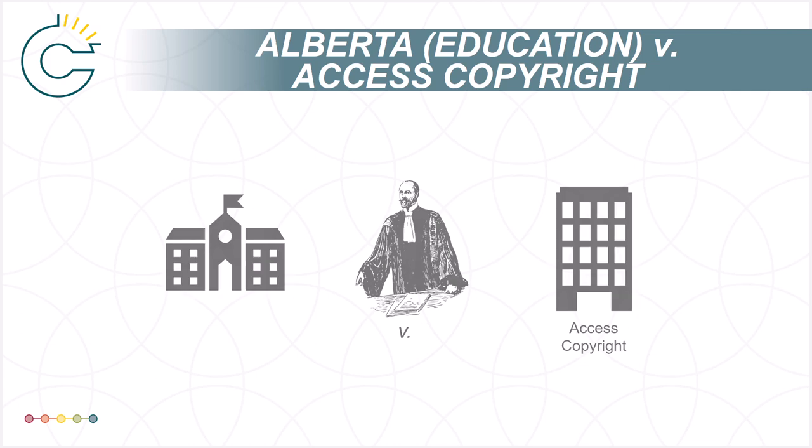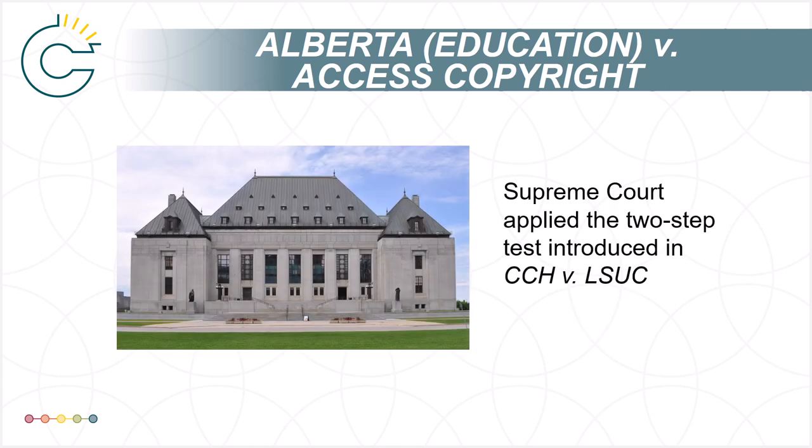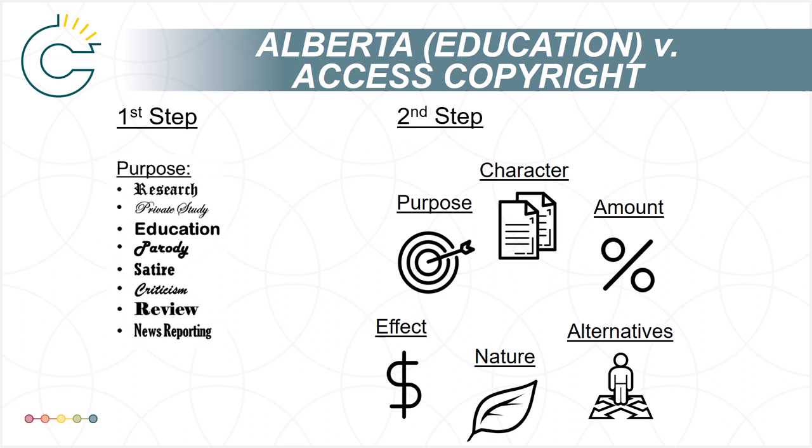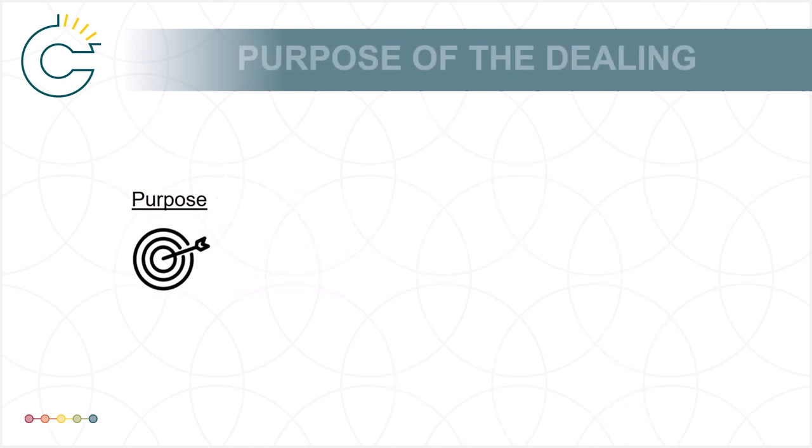In making its determination, the Supreme Court of Canada applied the two-step test that was introduced in the 2004 CCH case. The first step of the test is to consider the dealing in relation to the purposes listed in Section 29 of the Copyright Act. It is important to note that when the case was considered, education had not yet been added as a purpose under Section 29. The court found the dealing to be sufficiently related to research and private study to pass the first step and to move on to the second step for making a determination of fair dealing, which is the six-factor analysis.